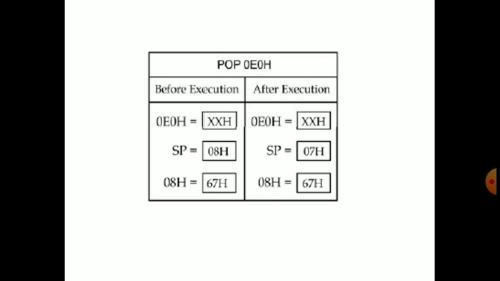There is a mistake here. After execution, 0E0H should have the contents, that is 67H. It's not double X, it should be 67H.